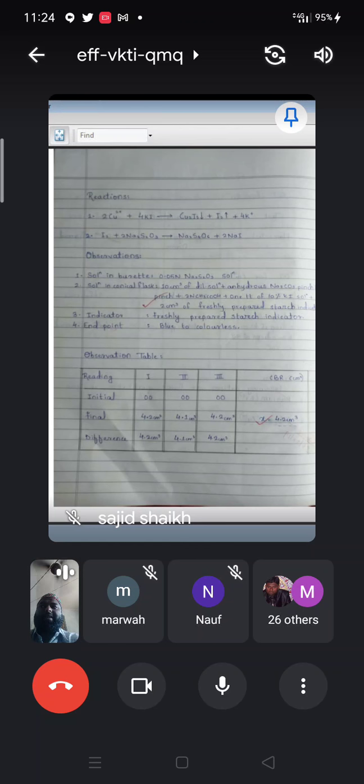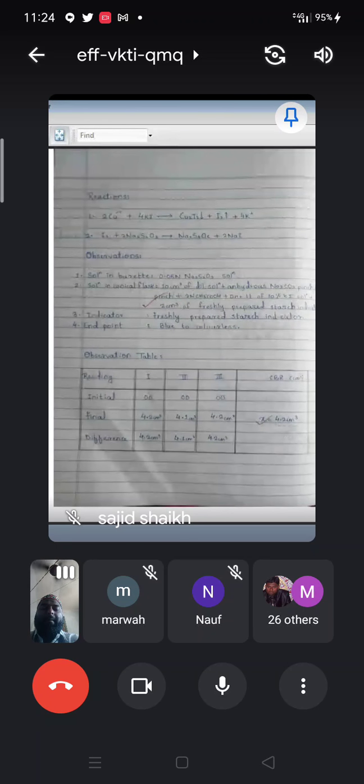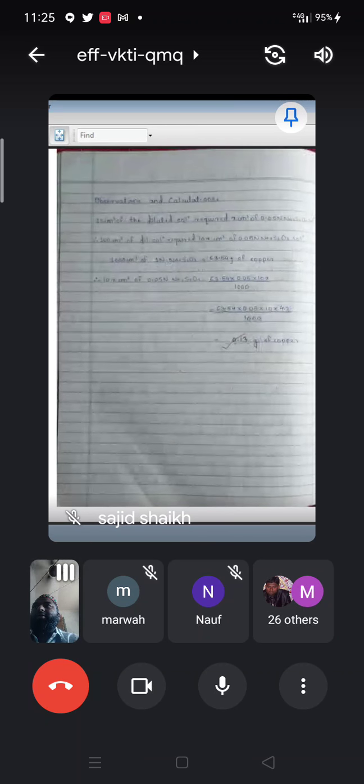From that, the reading may be constant, or we have to take the mean of these readings, that is a constant burette reading, or say mean burette reading. If the 3 readings are different, then we will take the mean. If 2 readings are the same, then we will take the CBR, or constant burette reading. Once we get this reading, that will be the X.